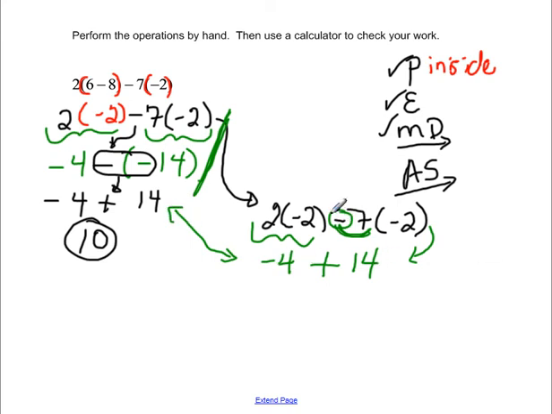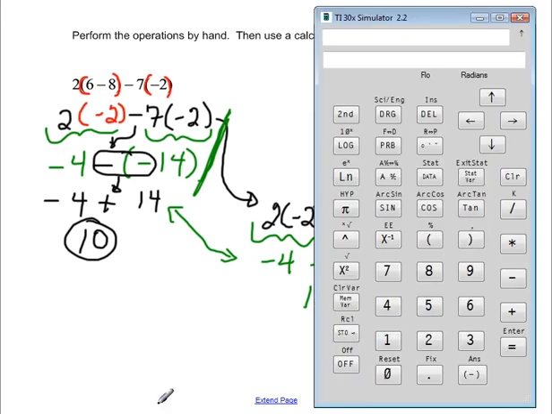And this idea of thinking of the negative sign holding on to the digit that follows it is going to be really helpful for us in the future. So you want to start playing around with that idea. Now negative 4 plus 14, as we saw before, is 10. So let's go ahead and check our answer on the calculator.